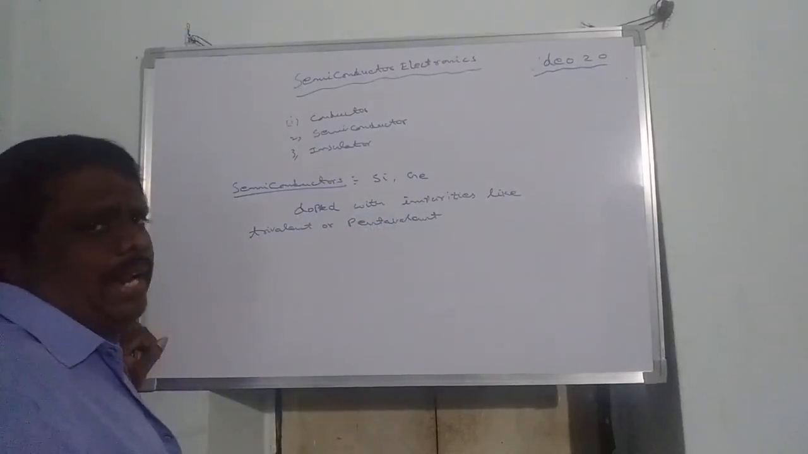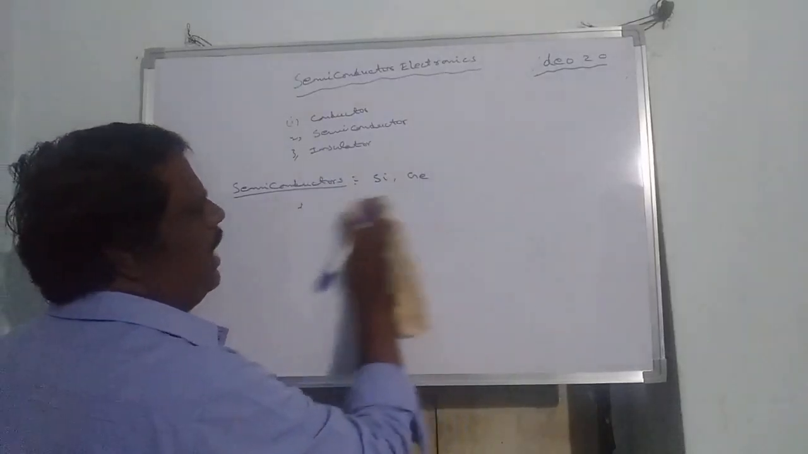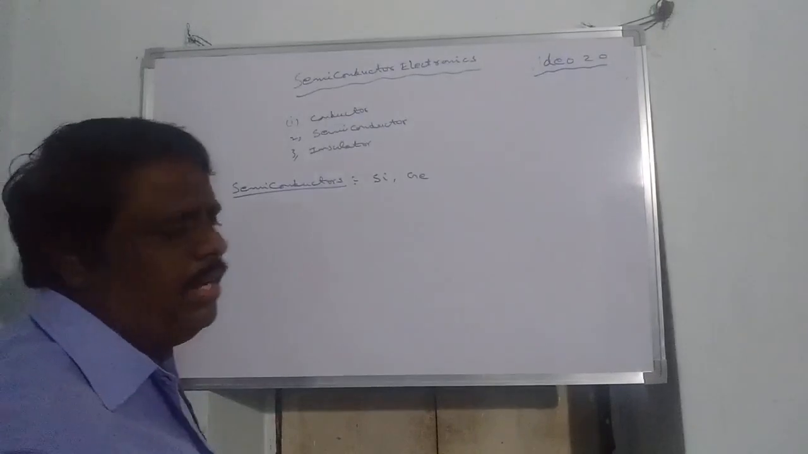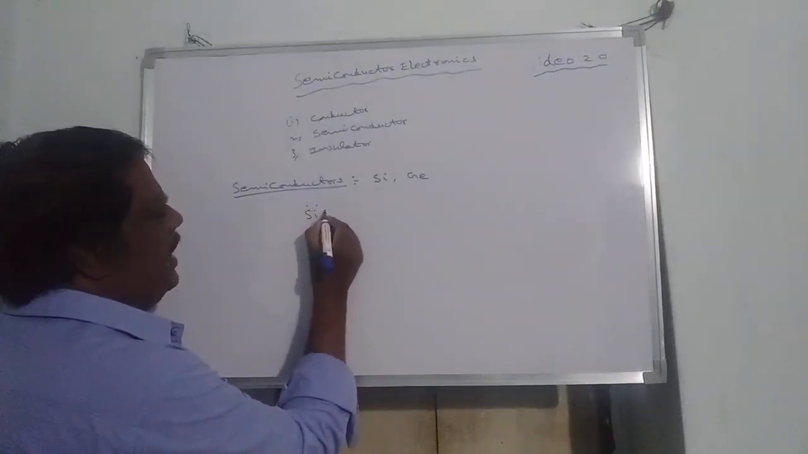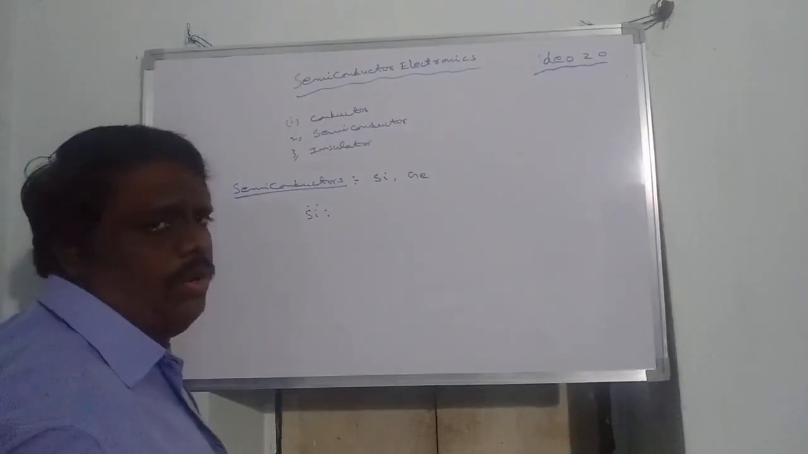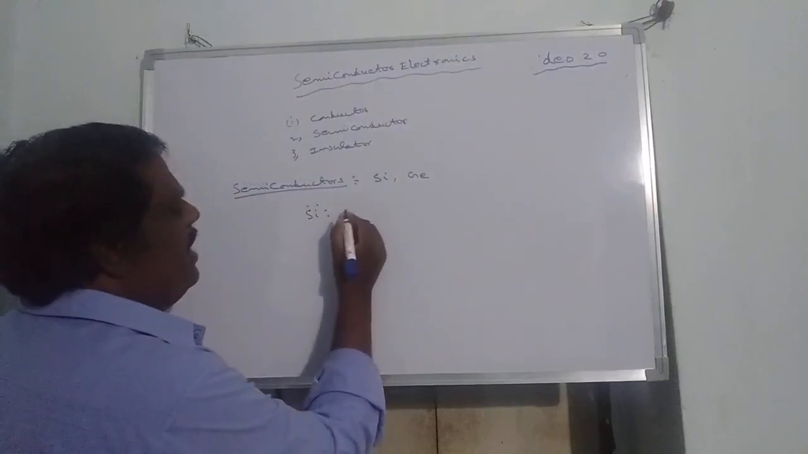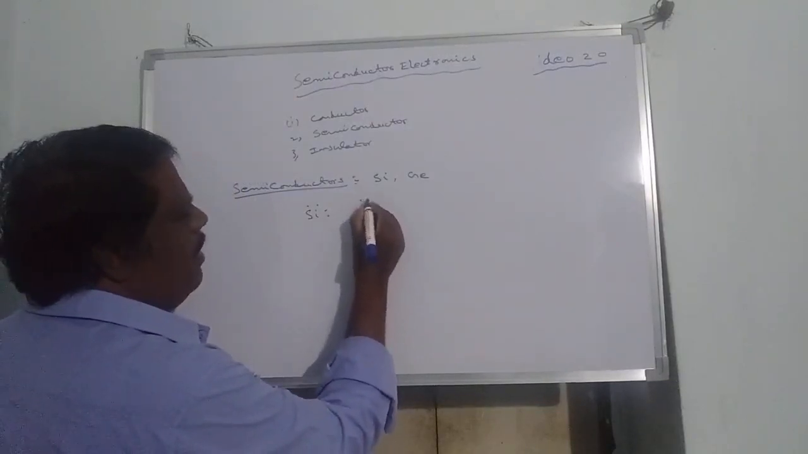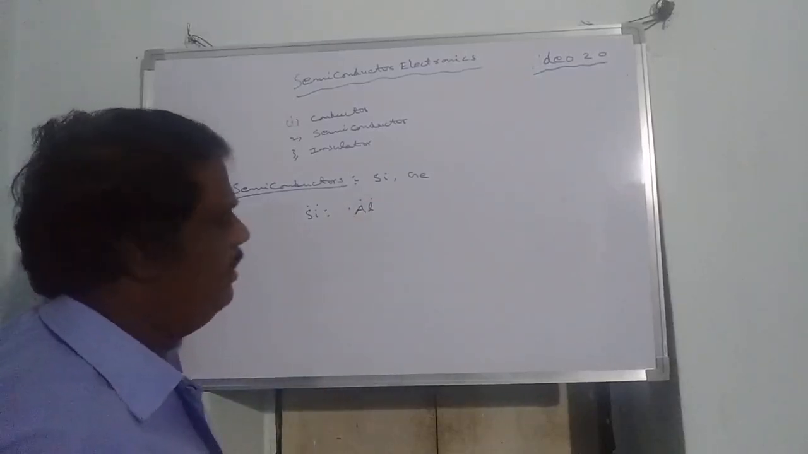So doped with trivalent or pentavalent. That means adding impurities to the pure semiconductors, the process is called doping. Suppose silicon, which is tetravalent, has 4 valence electrons in its outermost orbit. It is doped with a trivalent impurity like aluminum or gallium.